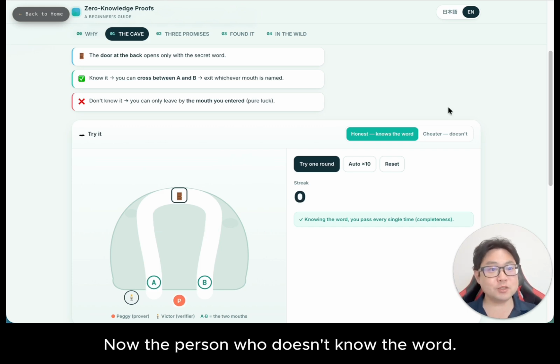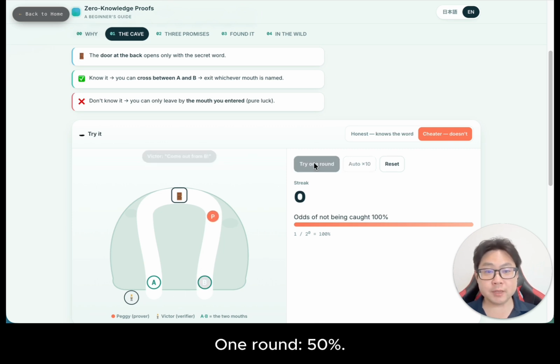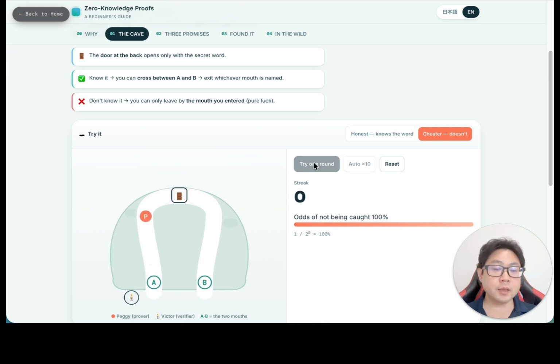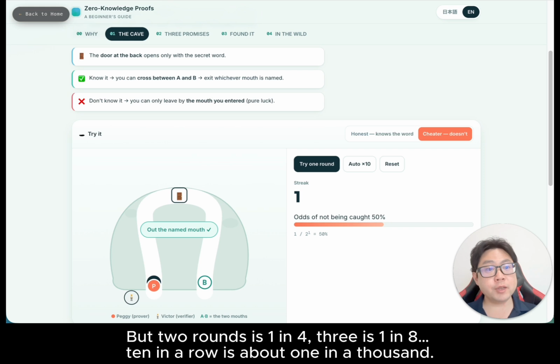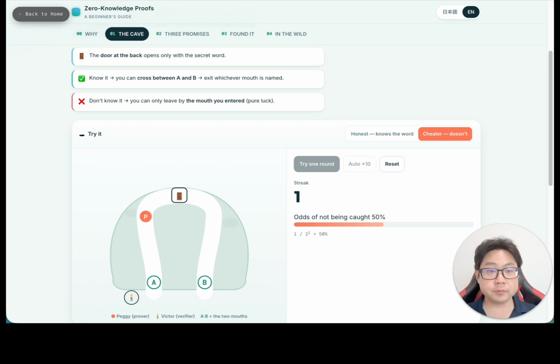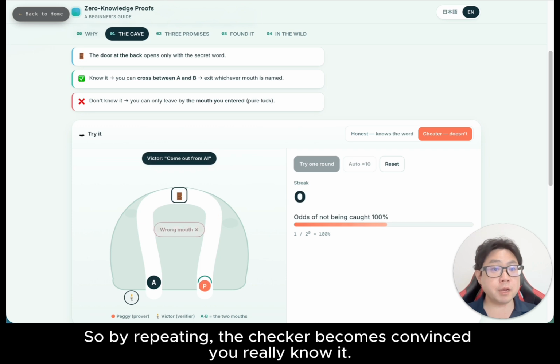Now the person who doesn't know the word. It's a coin flip. Match the called path by luck and you pass. Miss and you are caught instantly. One round is 50%. Here is the key. One round you might fluke it, but 2 rounds is 1 in 4, 3 is 1 in 8, 10 in a row is about 1 in 1,000. Cheating that long is basically impossible, so by repeating, the checker becomes convinced you really know it.